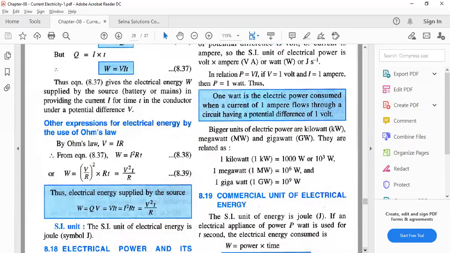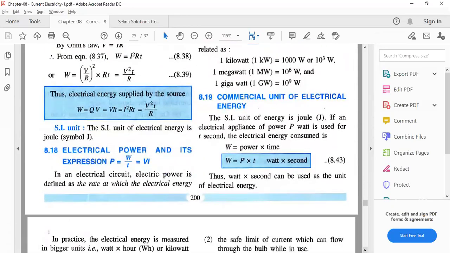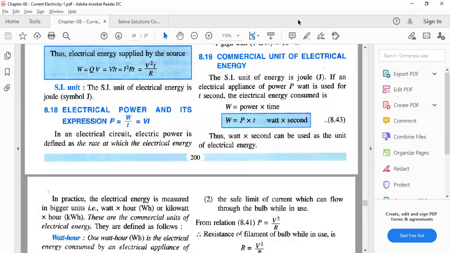Now what is the higher SI unit? 1 kilowatt, क्या है? 1000. 1 megawatt, 10 raised to 6. 1 gigawatt, 10 raised to 9. Okay. Any doubt in this case? No, ma'am, no doubt. Okay.